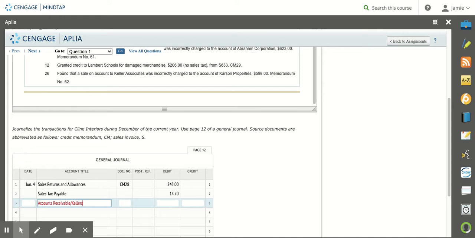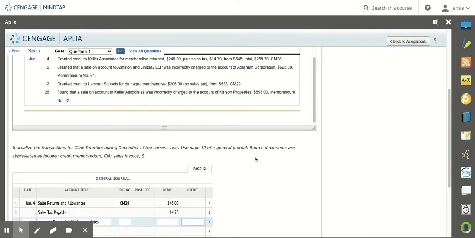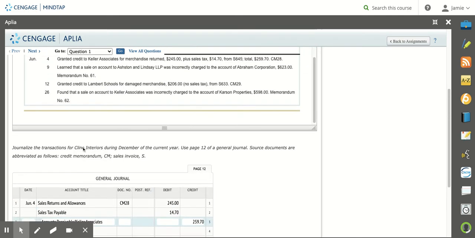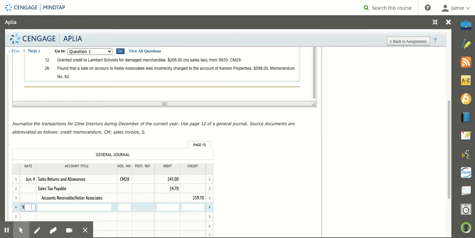accounts receivable / Keller Associates for the total, $259.70. So that is our transaction. The return, sales tax, add those together, and that's how much we want to decrease Keller Associates account by. Our next transaction on June 9th, we made an error and we caught it.